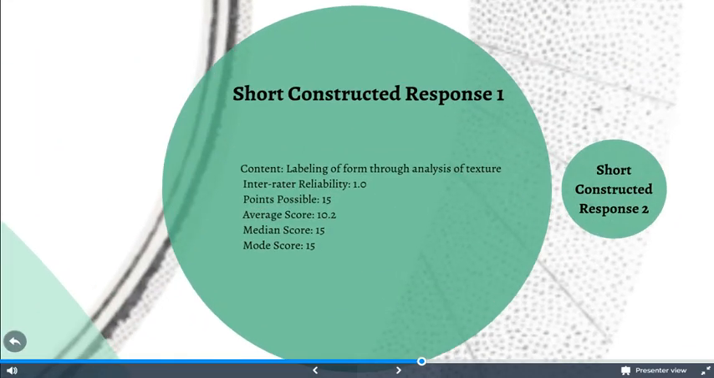So then moving forward to our short constructed response 1. For this, the content that we were really looking for, as I said earlier, was being able to label the form through the analysis of the texture being seen. So we provided a texture chart with different instrumentation shaded in, and we asked students to come up with letter labels to demonstrate the form that they were seeing.